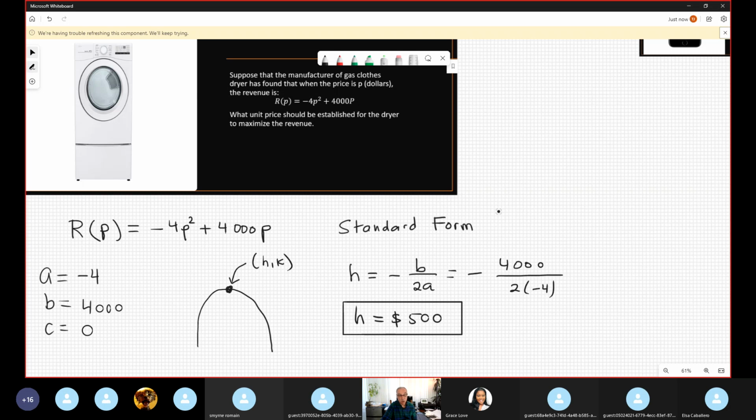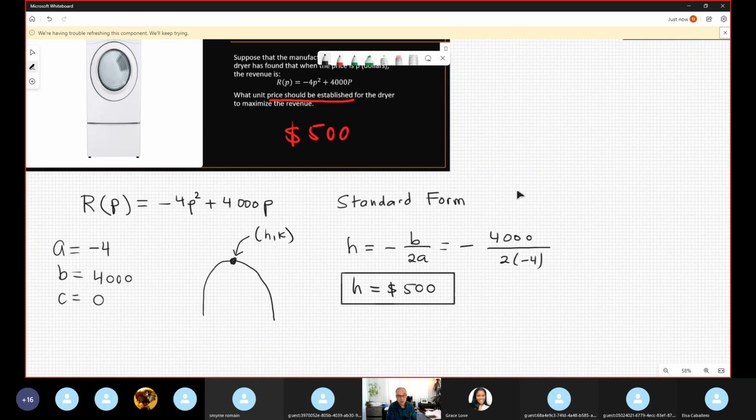Okay, now, curiosity. Do you want to find the maximum revenue? Of course, I want to find it, but it's completely outside the question, because the question is only about what unit price should be established. I did that. Now, let me see how much money I get when you sell. Okay, so now you plug in, where? In the revenue equation, you plug in 500.